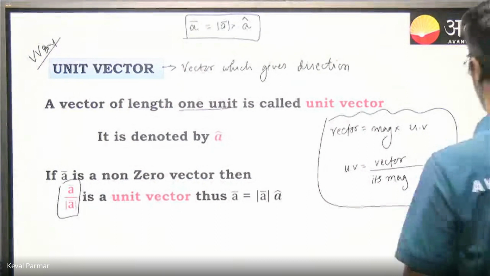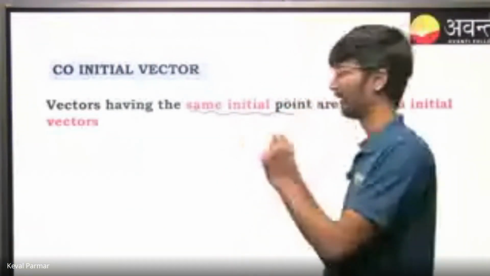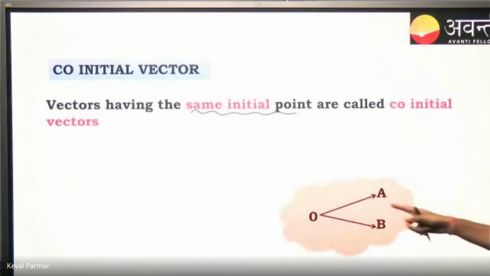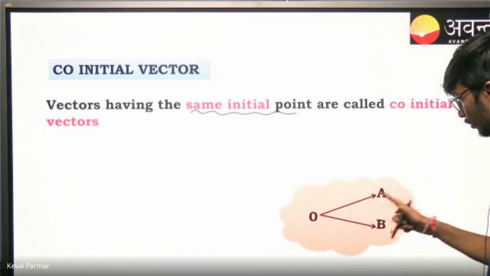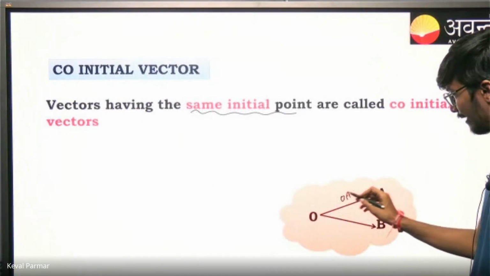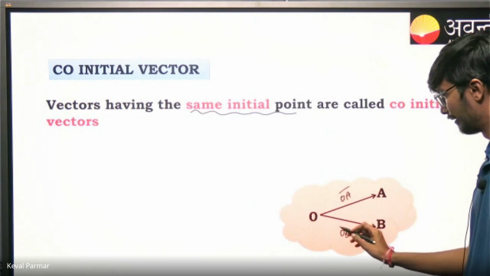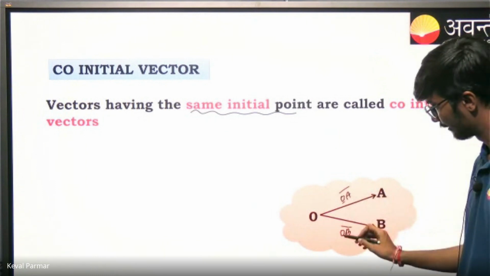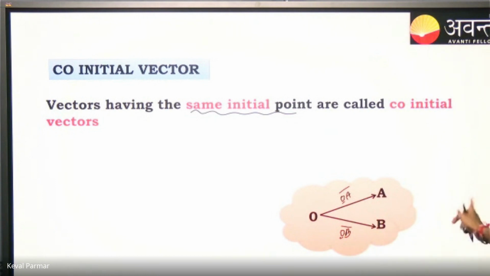Next is the co-initial vector. Co-initial vector means the same initial point. It is such as this. These are two vectors, this is OA bar and this is OB bar. Both have the same initial point, which is O. That means they are co-initial vectors.